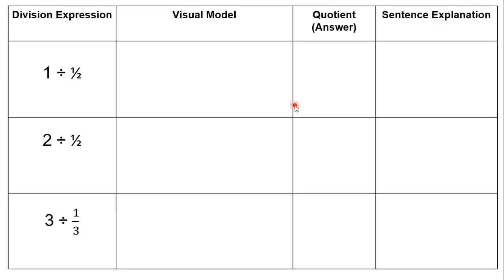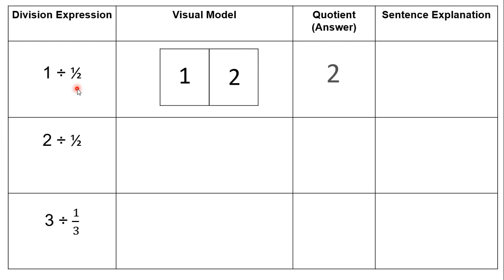Now let's try to use a visual model, our quotient, and a sentence explanation. Here we have 1 divided by 1/2. So we're going to start with one model and break it into half-size pieces. We're now going to count how many half-size pieces there are. In this model, there are 1, 2 half-size pieces, so the quotient, or the answer, is 2. In our sentence explanation, we're going to put that 1 split into half-size pieces is 2.